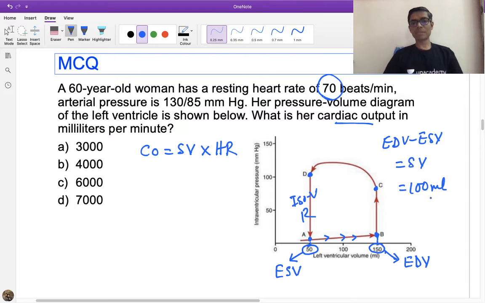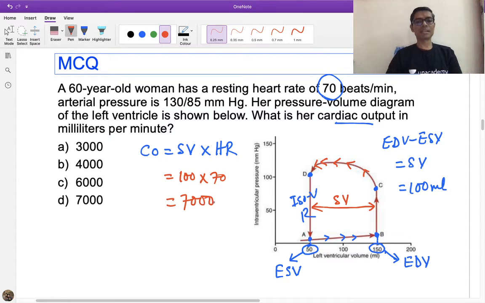That's why in the previous diagram you have seen a line is given like this, and it is written this is nothing but the stroke volume. During this ejection phase, the volume of blood which is going out of the ventricle is equal to the stroke volume, right? So the obvious thing is that stroke volume is 100 ml and heart rate is 70, so 7 liters is the answer. This is my answer in this question, correct?